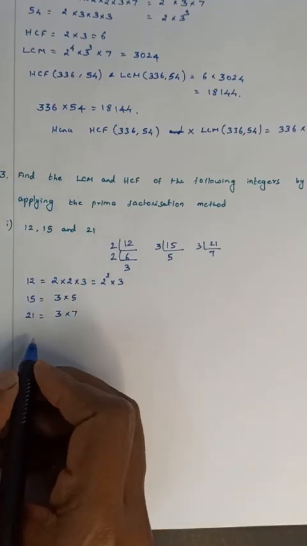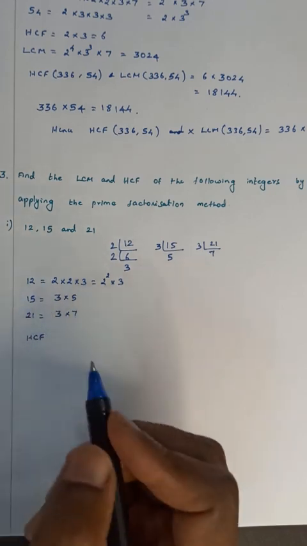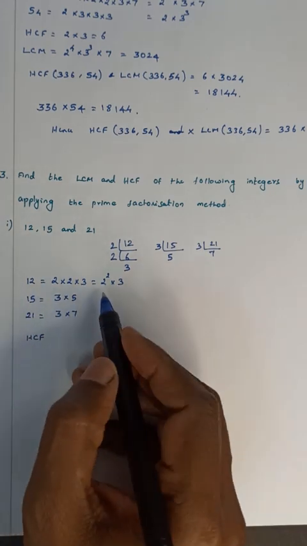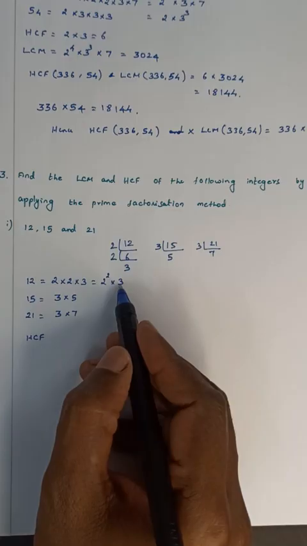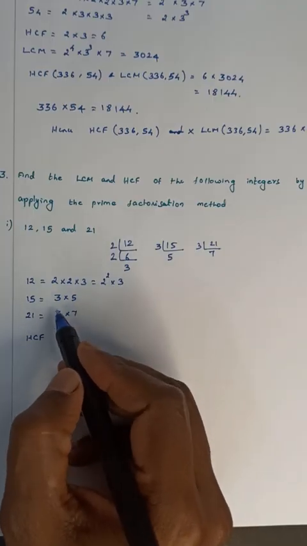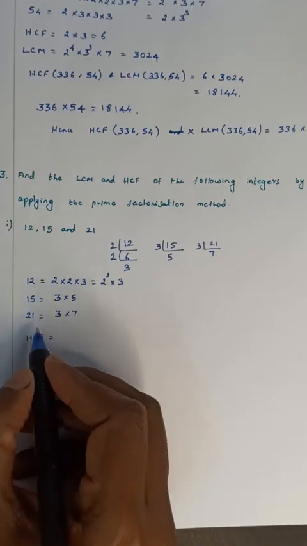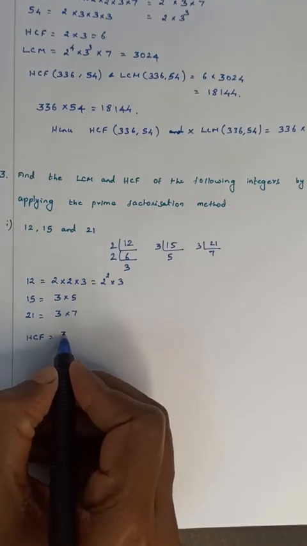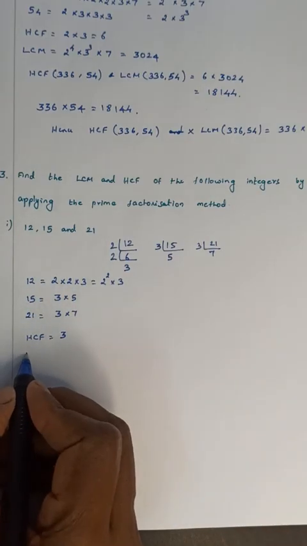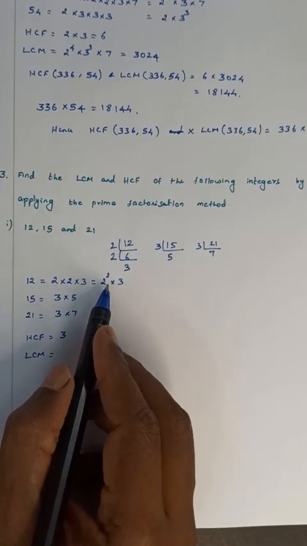So the HCF of these three numbers 12, 15 and 21, we have to take the common factor. What is the common factor here? 3 is the common factor for 12, 15 and 21, and the least power of 3 is 1. So the HCF of 12, 15, 21 is 3.